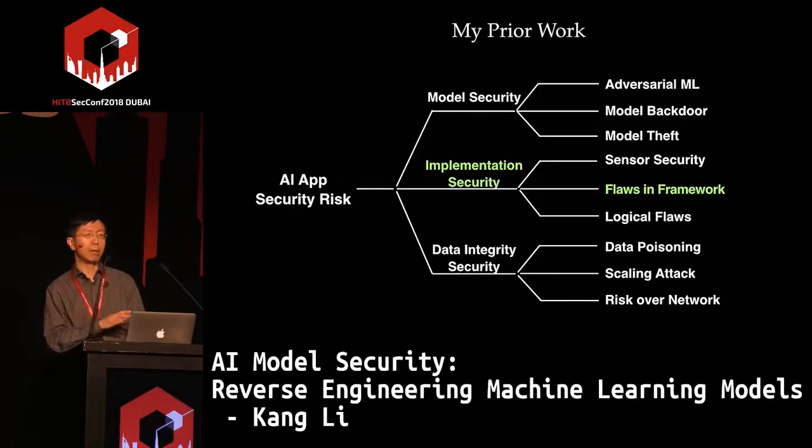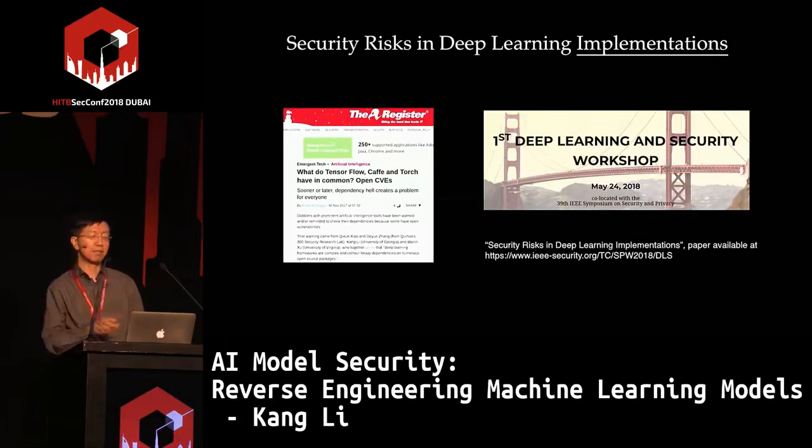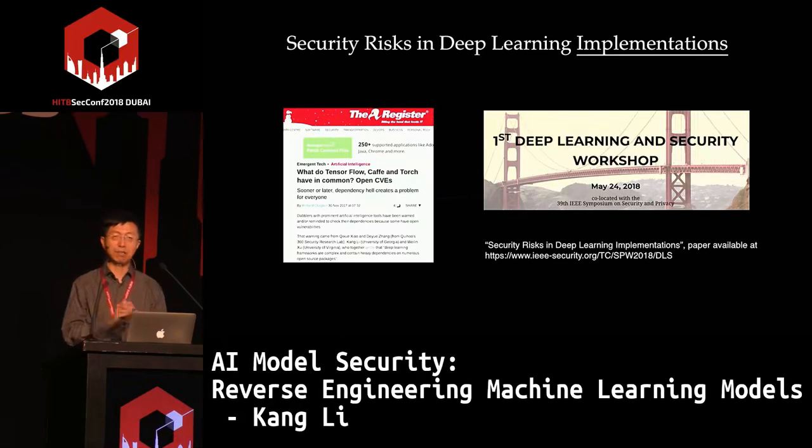Okay, so one of the prior works I did is in implementation security. This is how I initially migrated from a binary security person to an AI security person. In 2017 and 2018, I first did a talk at the AI Village and also published a work at the IEEE S&P Deep Learning Security Workshop. Basically, we found a bunch of security vulnerabilities in the deep learning frameworks, in the implementation. I'm going to give you a really quick overview of what we did there.